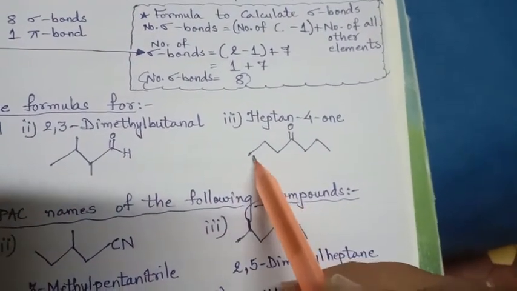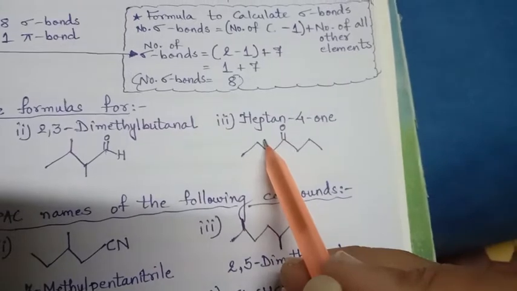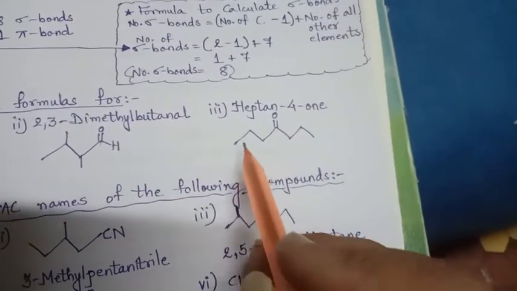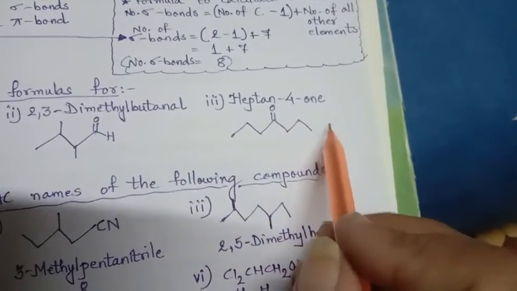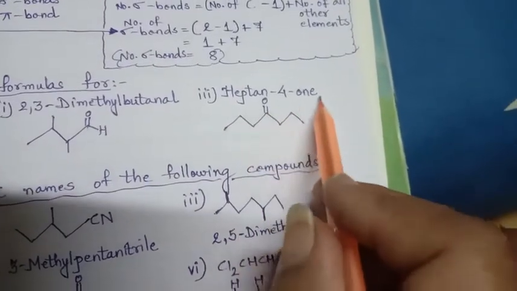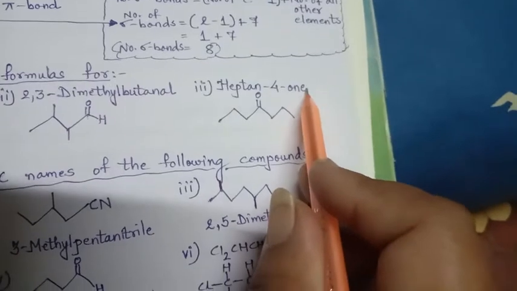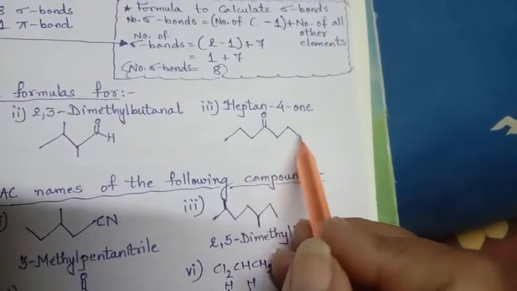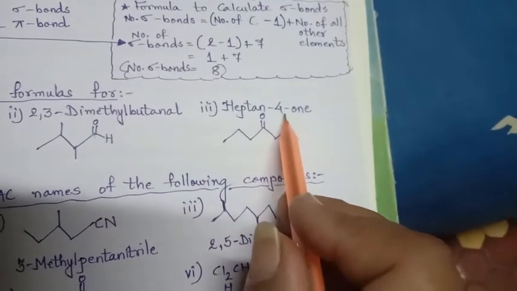So first of all what we will do, we will do like this, 1, 2, 3, 4, 5, 6, 7. Okay, zigzag line with 7 carbon. So heptane is over. Now 4-one, that is ketone group. Ketone group consists of carbon, right? But it is not on the terminal, and here it is already given as 4-one.